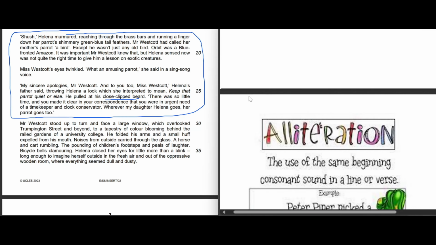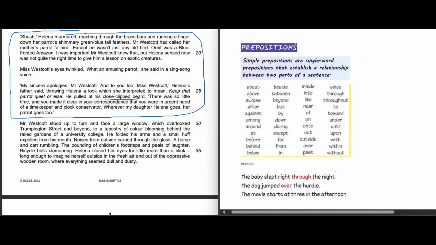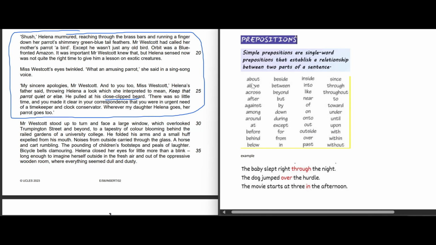And we also have one more additional explanation about prepositions from just now. This is in the previous question, number 1. Prepositions are simple prepositions. They are single words that establish a relationship between 2 parts of a sentence. These are examples of prepositions, you can see in here: in, at. Example: the baby slept right through the night. The dog jumped over the hurdle. The movie starts at 3 in the afternoon. So all those in red are the prepositions.